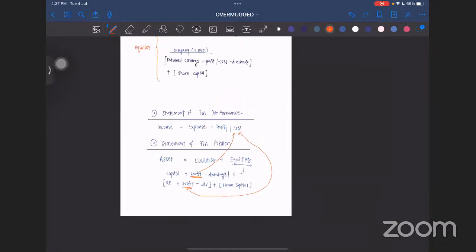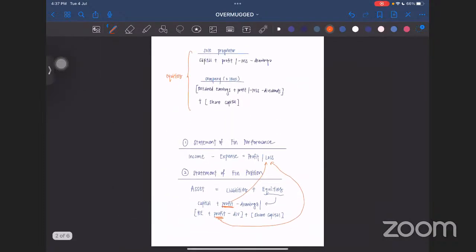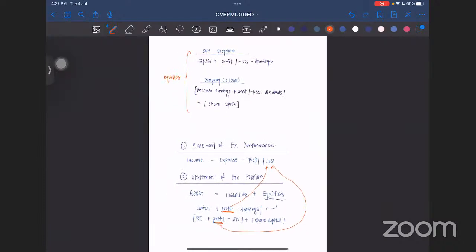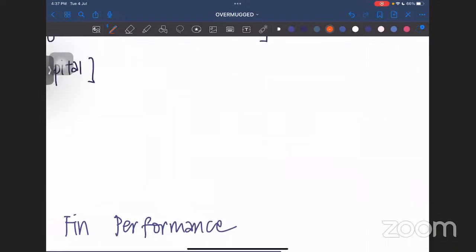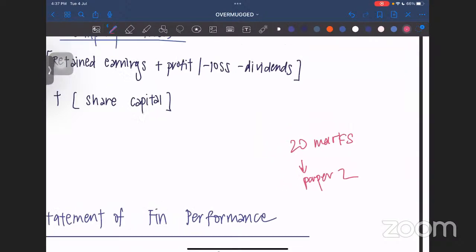So now that we have gone through a little bit of recap, we can officially start to adjust. Just to let you guys know, for statement of financial performance and position, FS in short, it will be a 20 mark question. Confirm will come out, one 20 marks question in your paper 2. So confirm it will come out. It will be all the chapters combined together in one question. So in order to do this question, you need to be familiar with all your previous chapters. Otherwise, it's impossible to do that.